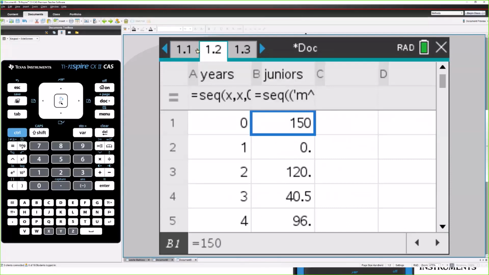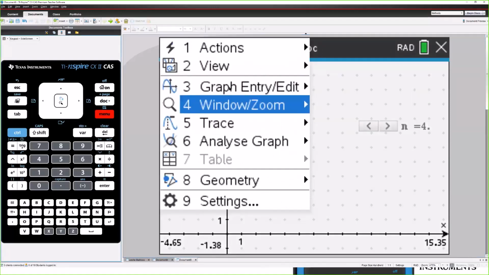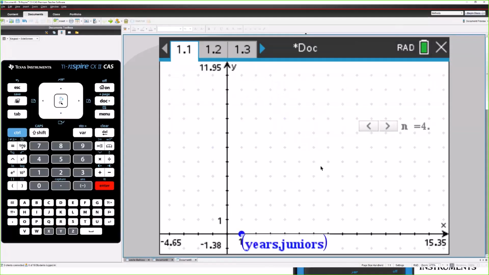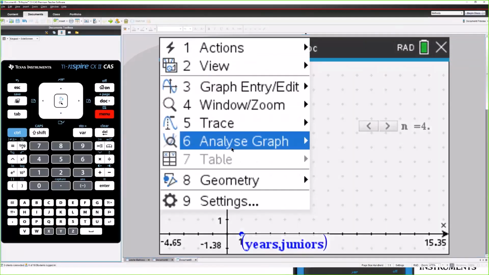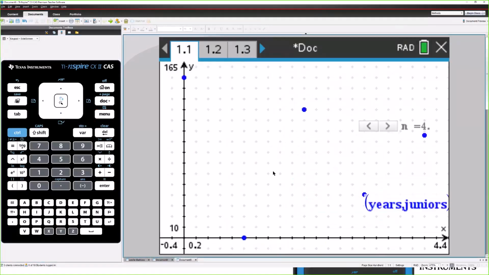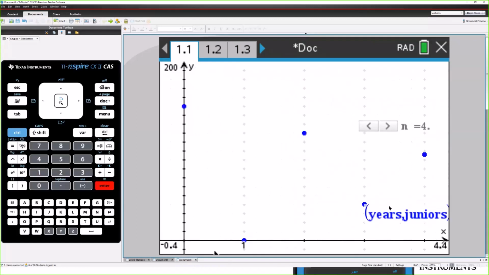And then all I did on the graph was a scatter plot. So I said, let's do a scatter plot. And I want years on the x-axis, and I want juniors on the y-axis. Probably worthwhile doing a zoom data. And then we have to think about how many might be present. So you can see it's jumped down. And we go, well, let's jump that up to, say, 200. And we'll do that in jumps of 1 year at a time.